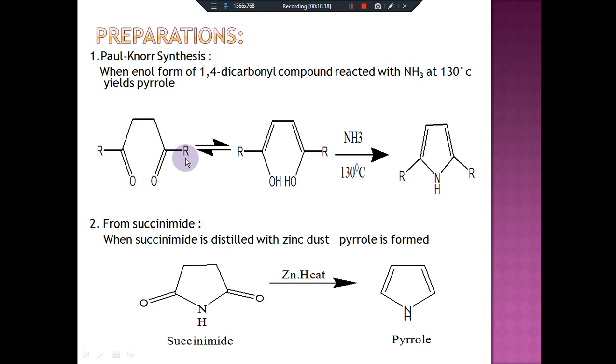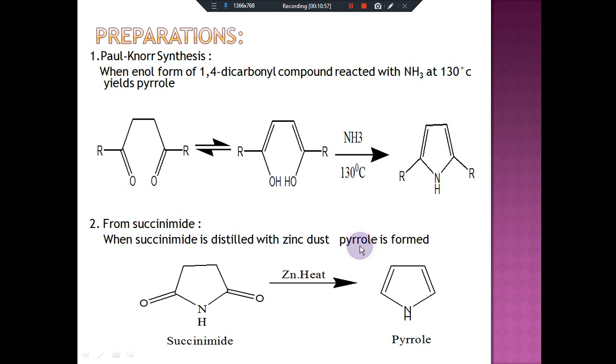Therefore, it is a 1,4-dicarbonyl compound. For this carbon atom, this is the alpha position, and for this carbon, this is the alpha position. The alpha hydrogens present on this carbon atom will shift to oxygen to form an enolic compound. This is an enol, a dienol. The enol form of this 1,4-dicarbonyl compound, when heated with ammonia, loses 2 molecules of water to form pyrrole.